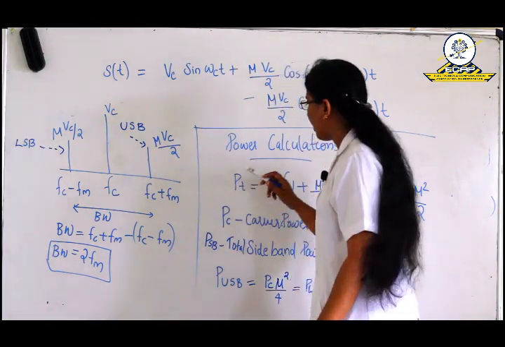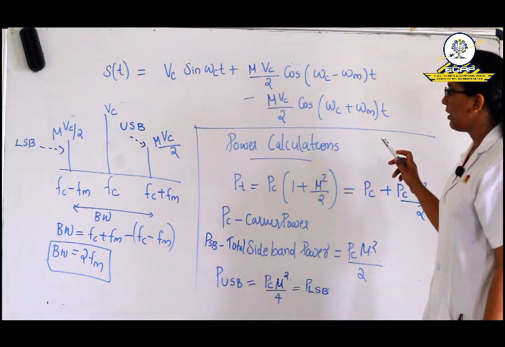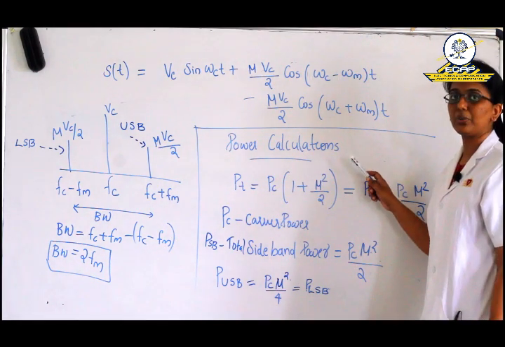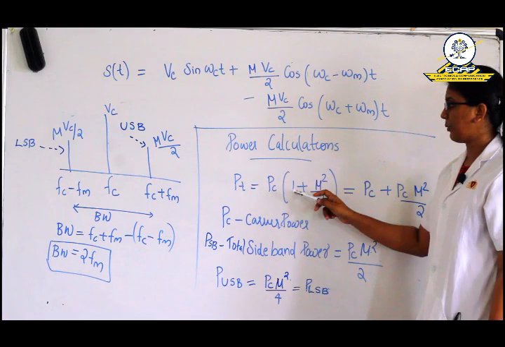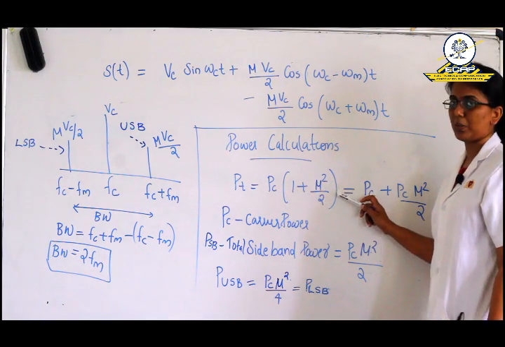sideband is also mu Vc by 2. Now going to power calculation, the total power of the amplitude modulated signal is PT is equal to PC into 1 plus mu square by 2.